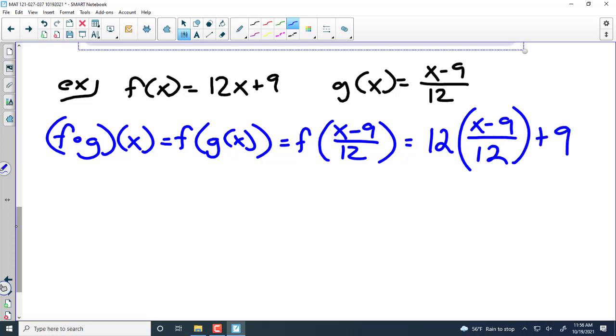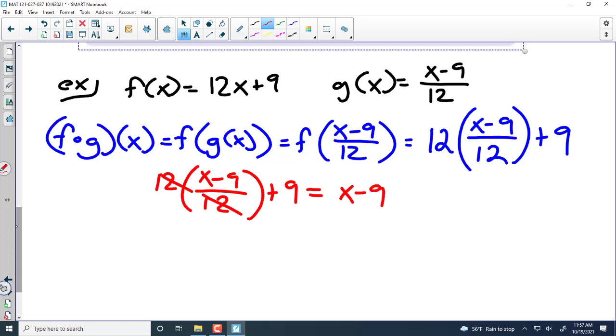So you plug that in there. Now the good news is the simplifying should almost look like it just happens automatically. For instance, here we have a 12 times a fraction with a 12 in the denominator. Will those 12s cancel? Yeah, they sure will. So you're going to have 12 times x minus 9 over 12 plus 9, and the 12s will cancel, and you get x minus 9 plus 9. What does that simplify to? X.